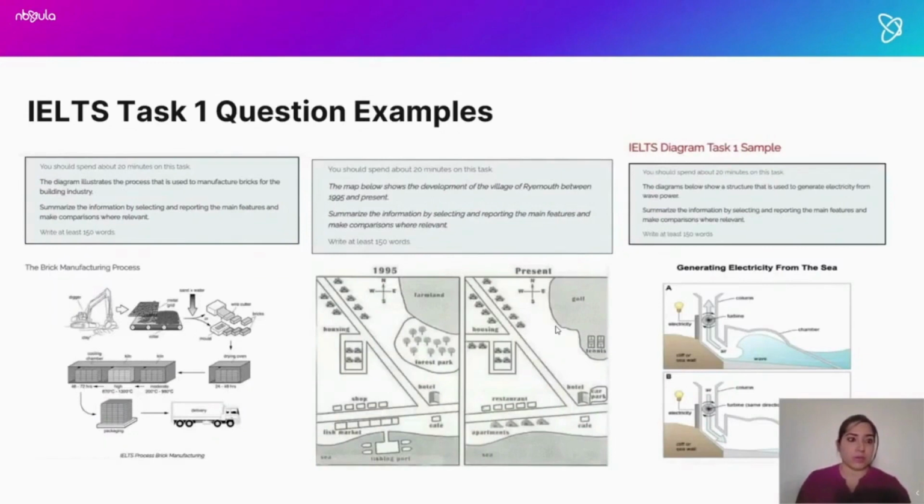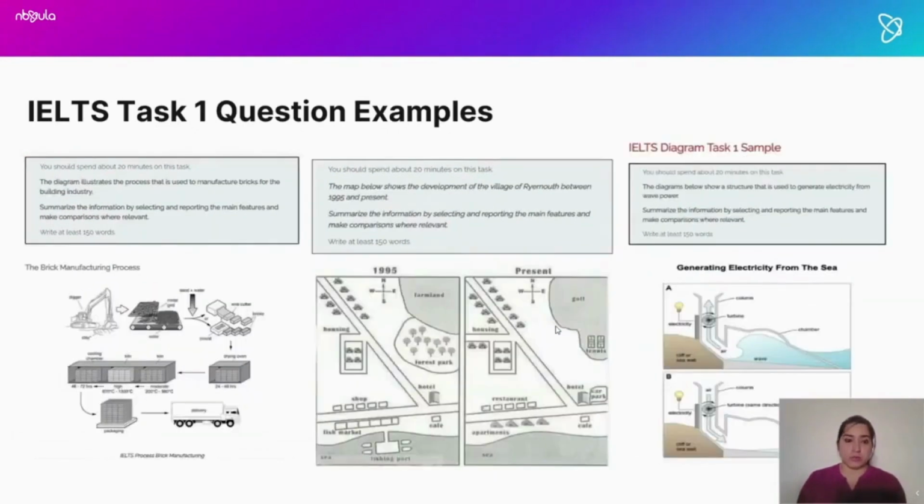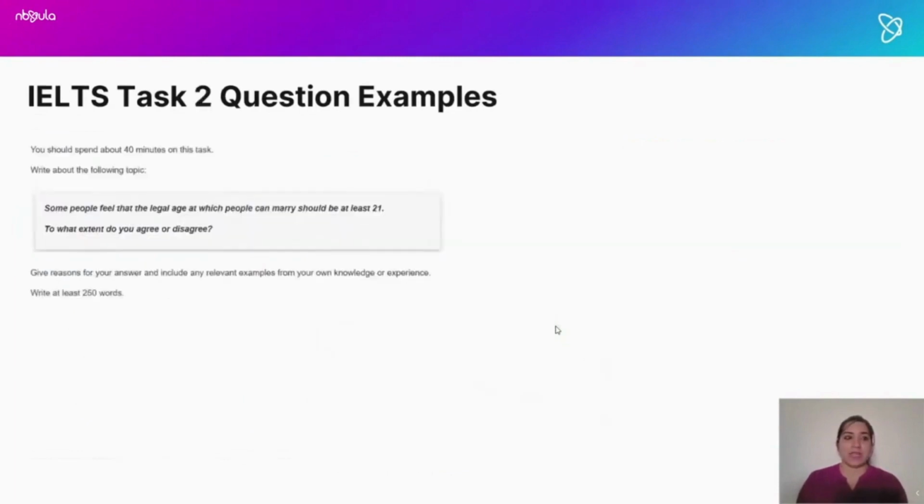Here are some more. On the left side, you have the process, a process kind of question. You have a map question where you have to discuss the main features that you can see there, and also a diagram. Okay, these are just a few examples. I'll just go back. Okay, pie chart, table, bar chart, process, maps, and diagrams. Okay, and then some examples of task 2.